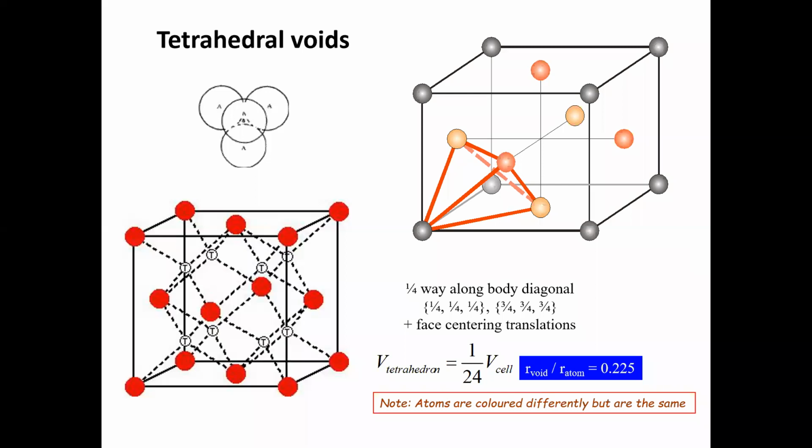And in terms of the largest atom which can fit into this empty space, the ratio R of void, the radius of the void atom, to the radius of the lattice atom comes out to be only 0.225. That means the largest possible atom which can fit into the tetrahedral void has a size of only 22.5% of the lattice atom size. So only a small atom can go into the tetrahedral void.